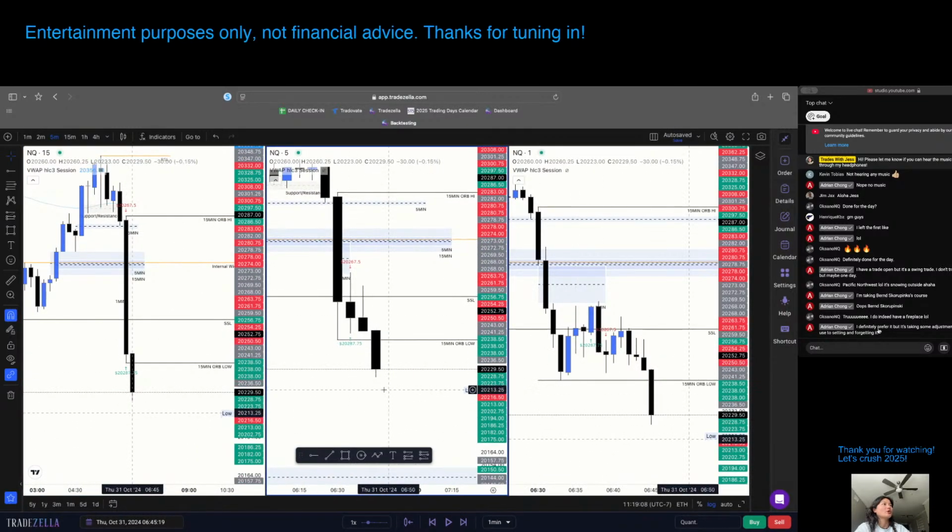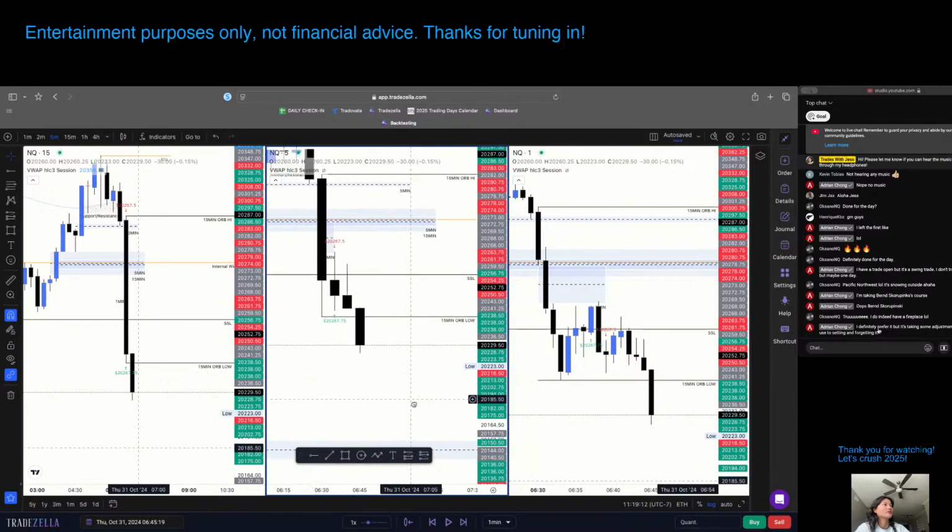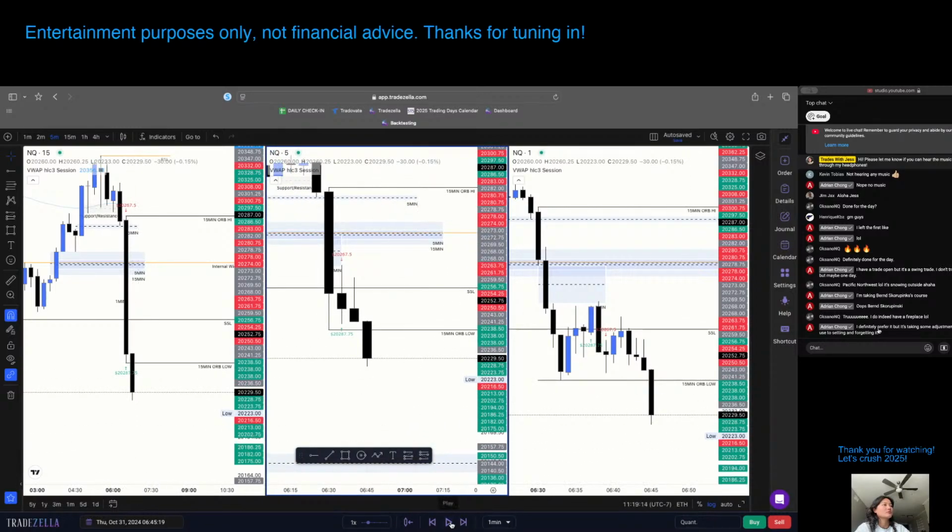Otherwise, we broke out of this new low. Let's see if we retest it and go lower. 10 seconds.